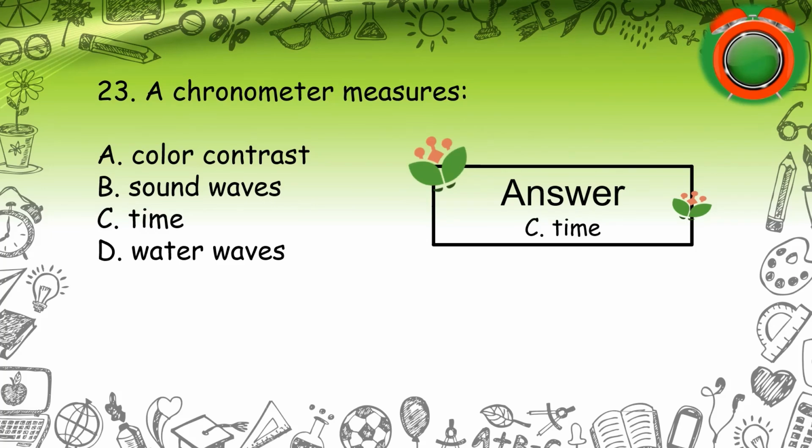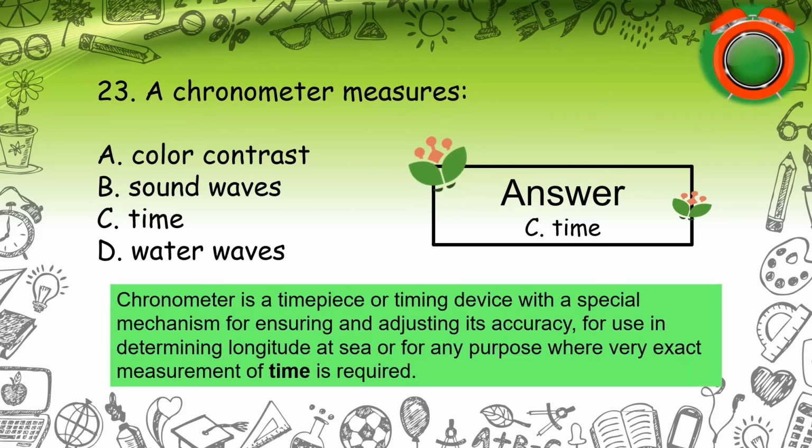The correct answer is C. Time. I guess it's already in the term, chronometer means order. So like the word chronology, so time. Chronometer is a timepiece or timing device with a special mechanism for ensuring and adjusting its accuracy for use in determining longitude at sea or for any purpose where very exact measurement of time is required.